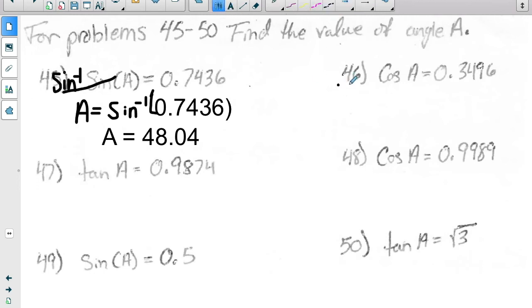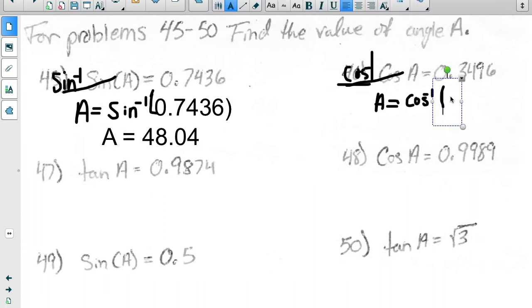So for our second one here, 46, since we're using cosine, I wouldn't use sine inverse this time. I'm going to use cosine inverse on both sides, because cosine inverse of cosine of A will leave A by itself. And what I get over here is cosine inverse, because what I do to one side I have to do to the other, of 0.3496.